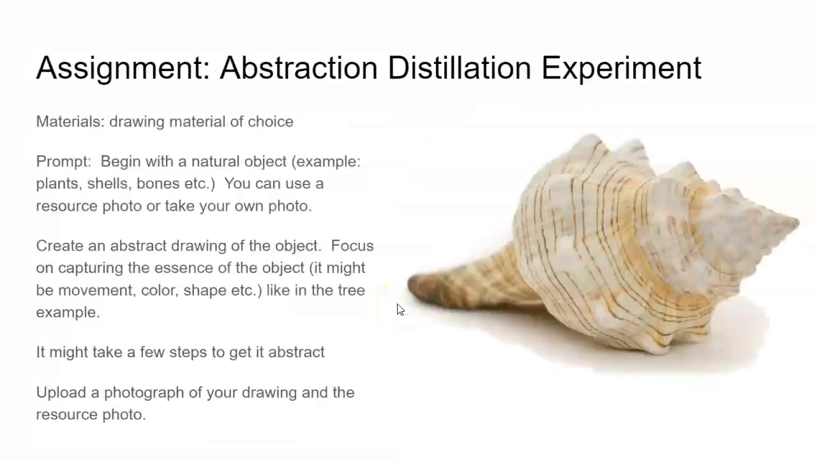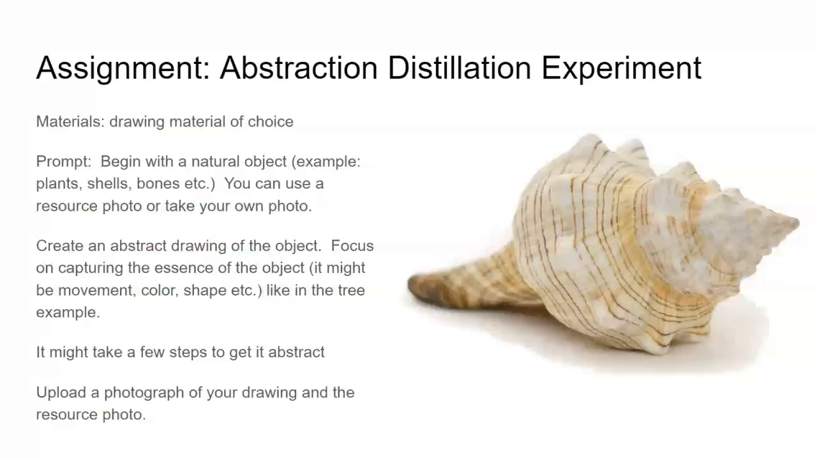Anyway, your assignment is an abstraction and distillation experiment. So your materials, you can draw with anything you want to. I used a black Sharpie marker. Your prompt, you're starting with a natural object. It can be a plant or a shell or bones. Keep it kind of simple. You can use a resource photo like I did. I pulled this shell photo off the web, or you could take your own photo.